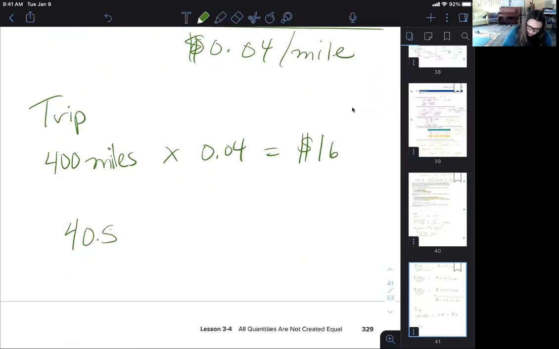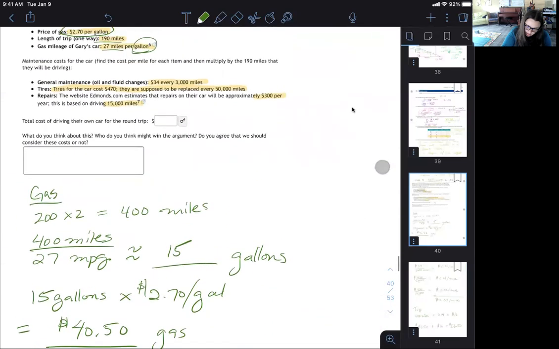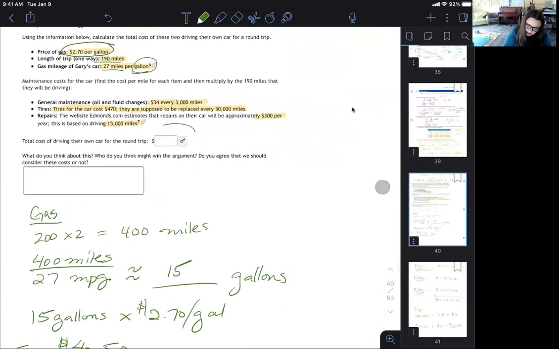So my gas of $40.50 plus the $16 gives me $56.50 for using the car. And since we're estimating, it will allow you a little leeway. But hopefully that makes sense.